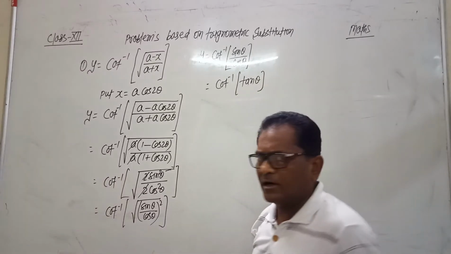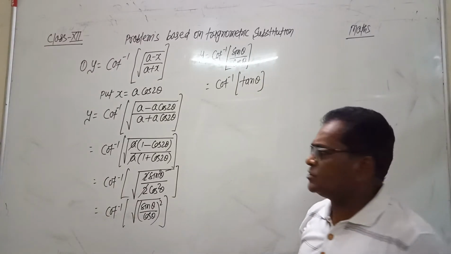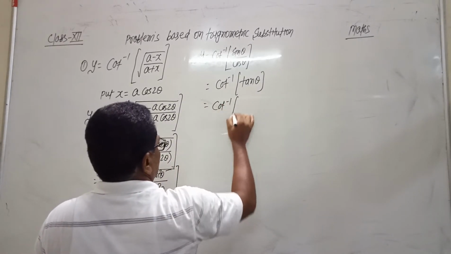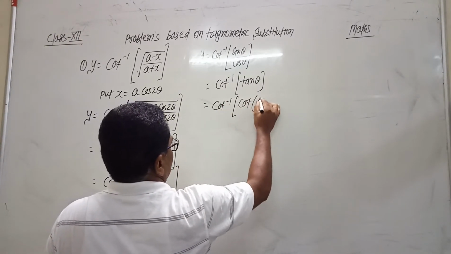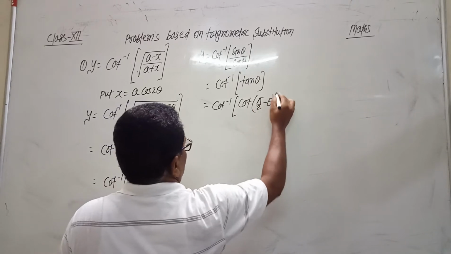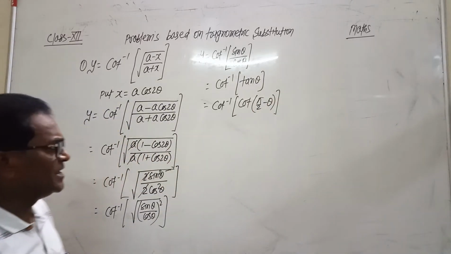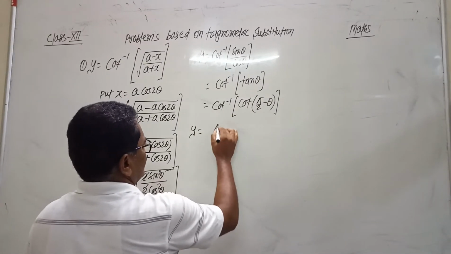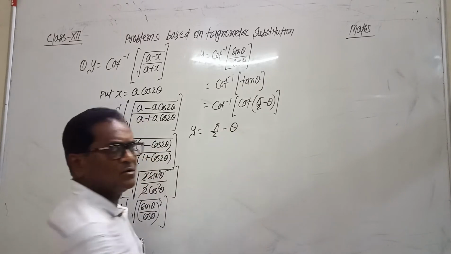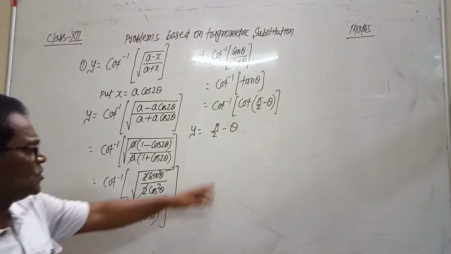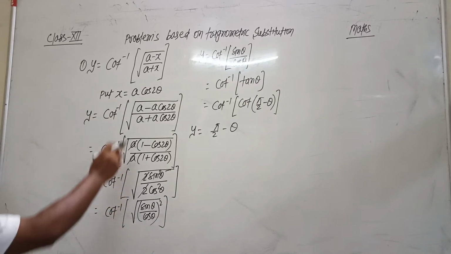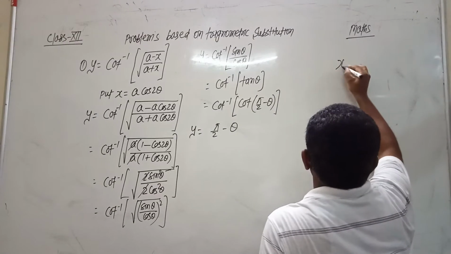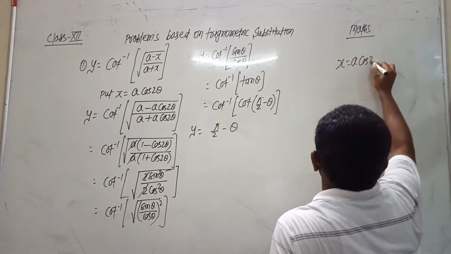And sin theta by cos theta becomes tan theta. But we will have to convert this tan theta into cot theta. So we may write cot inverse cot of pi by 2 minus theta. Tan theta is written as cot of pi by 2 minus theta. Cot and cot inverse get cancelled, and it comes pi by 2 minus theta. Now we will put the value of theta. From here, x equals a cos 2 theta.